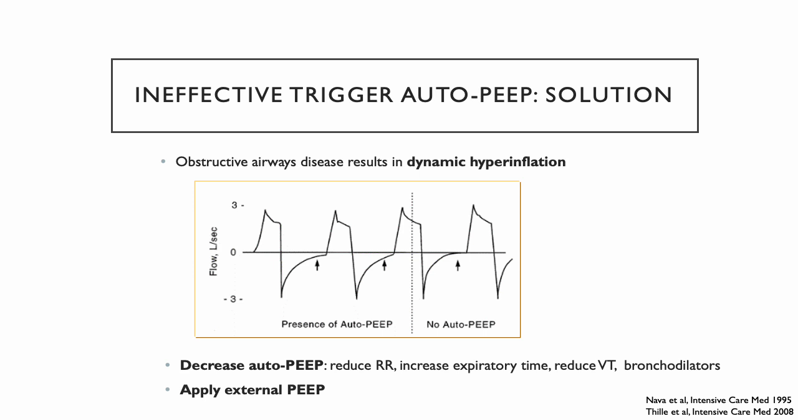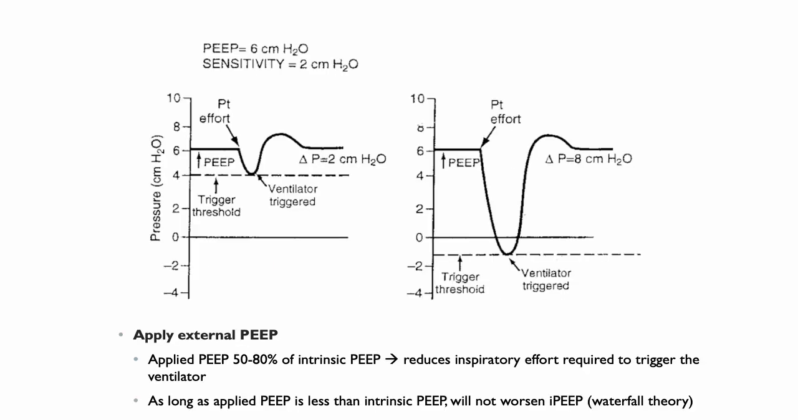Another strategy would actually be to apply external PEEP to reduce the amount of effort the patient needs to trigger the ventilator. To apply PEEP to reduce ineffective trigger in patients with obstructive airways disease, we usually set the PEEP to be 50 to 80% of the intrinsic PEEP. As long as the applied PEEP is less than intrinsic PEEP, it will not worsen intrinsic PEEP by the waterfall theory. So how this works is it actually reduces the patient's inspiratory effort required to trigger the ventilator.